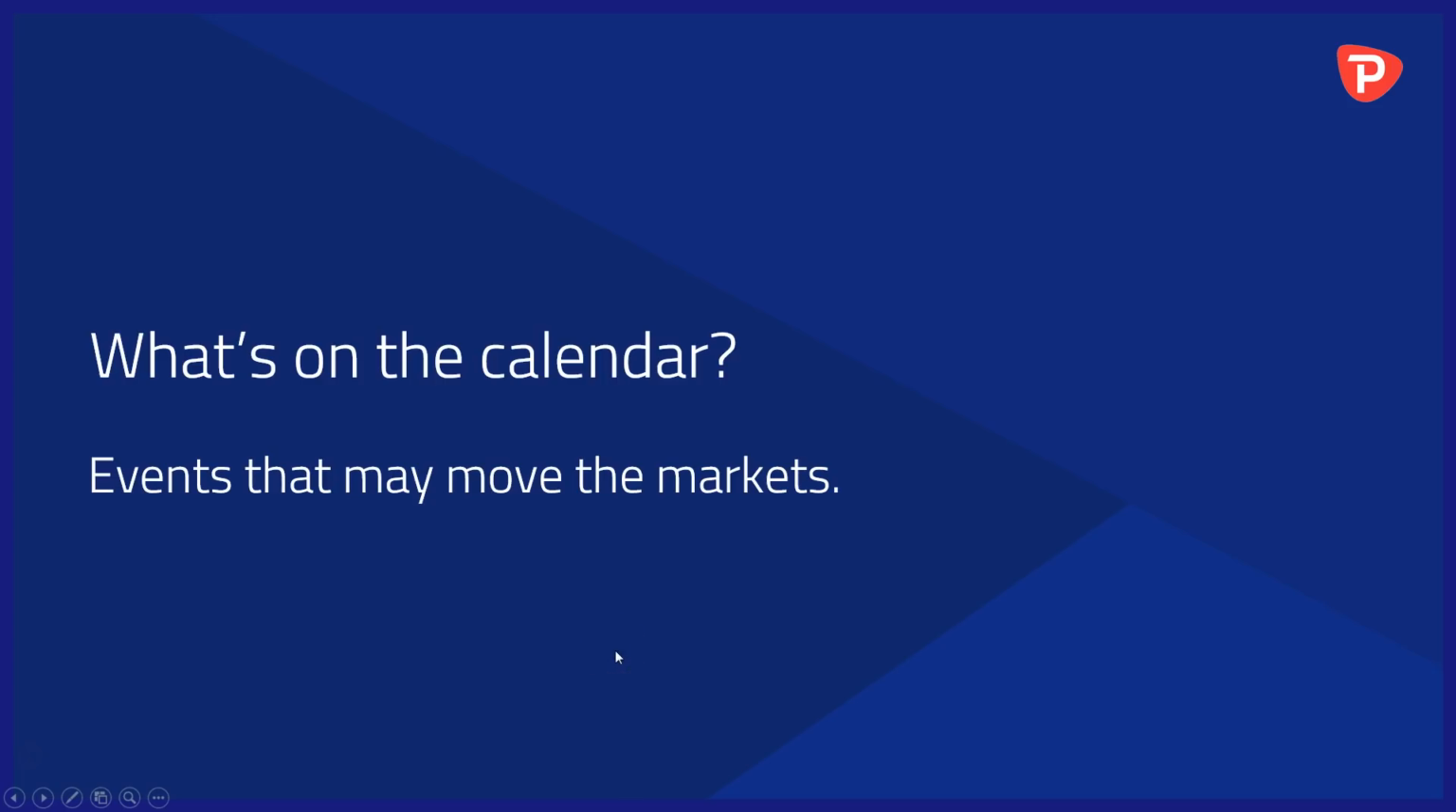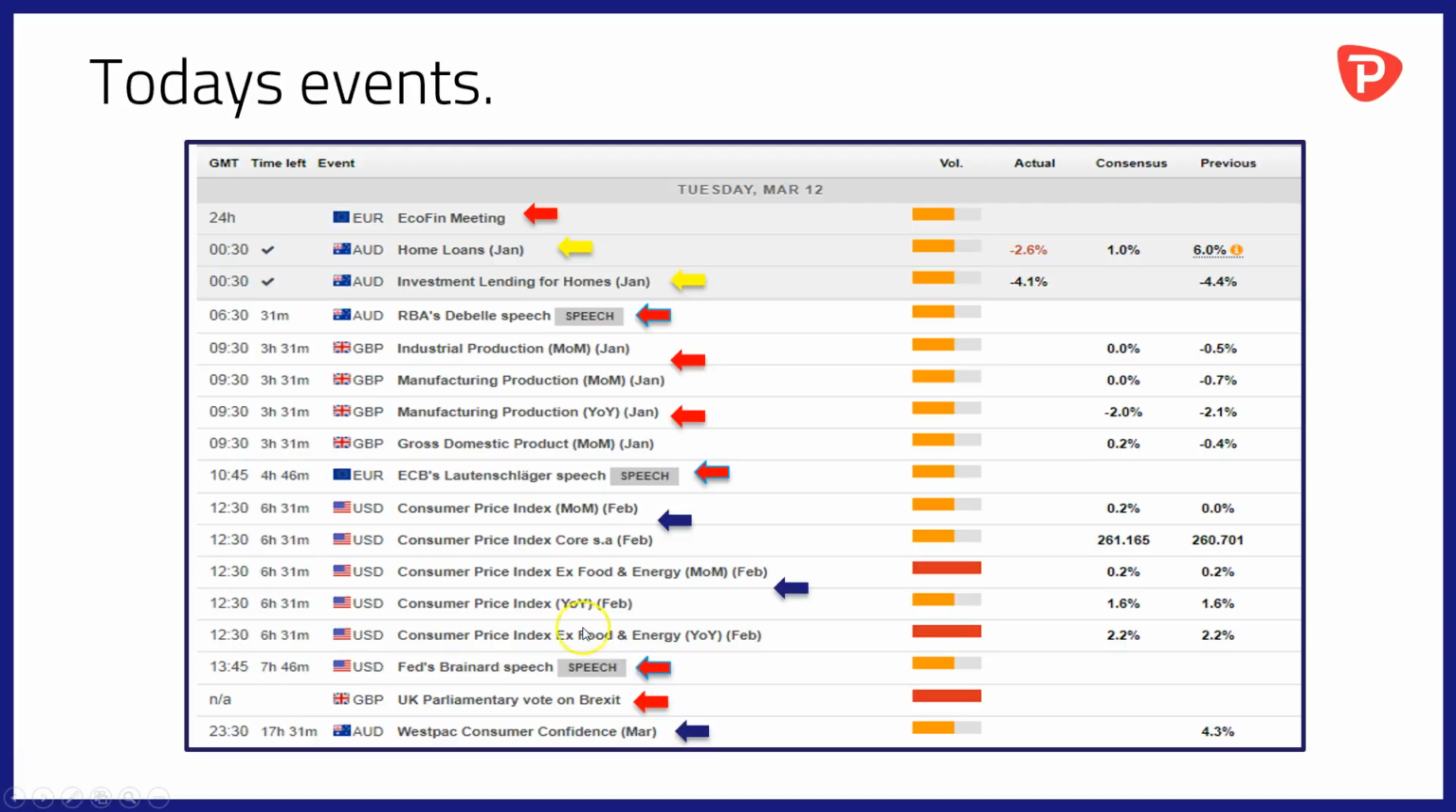Okay, what's on the calendar then? Events that may move the markets. We've got an ongoing meeting of European ministers today, second day of those meetings. We've had already out of Australia home loans data and investment lending for homes data for the month of January. A mixed set of data, though the home loans number was pretty disappointing. Ongoing, a speech at the moment by the Reserve Bank of Australia's Governor Debelle.